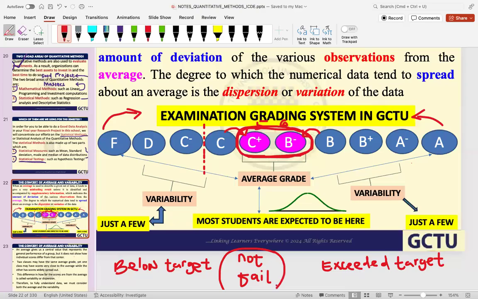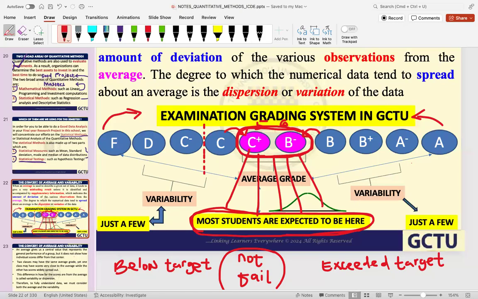And the wish of the institute is not for anybody to fail. But look at what I've written here. The institute expects that most students will fall within this grade in their worst case scenario situations. They won't go below C minus. They won't go below C plus. But the school is expecting that most students, your grade will be around this area.